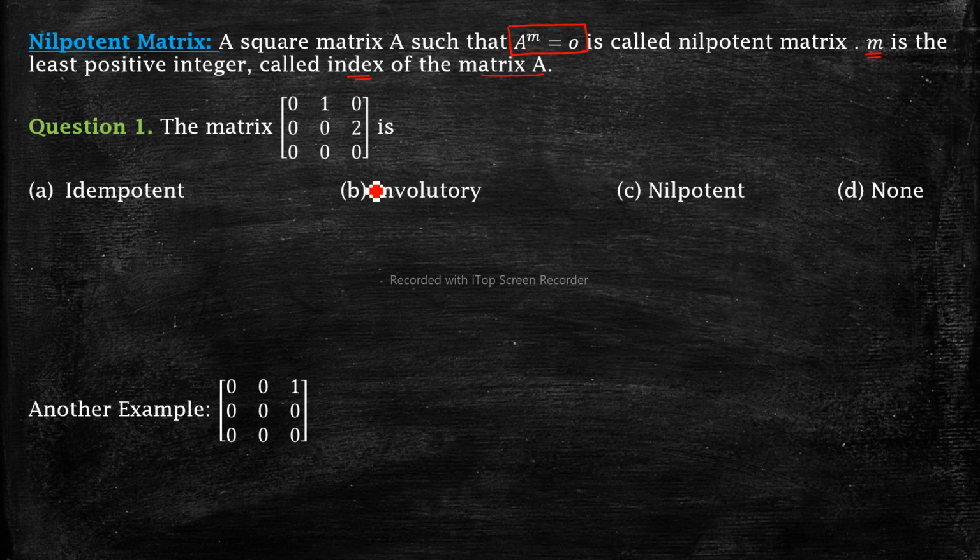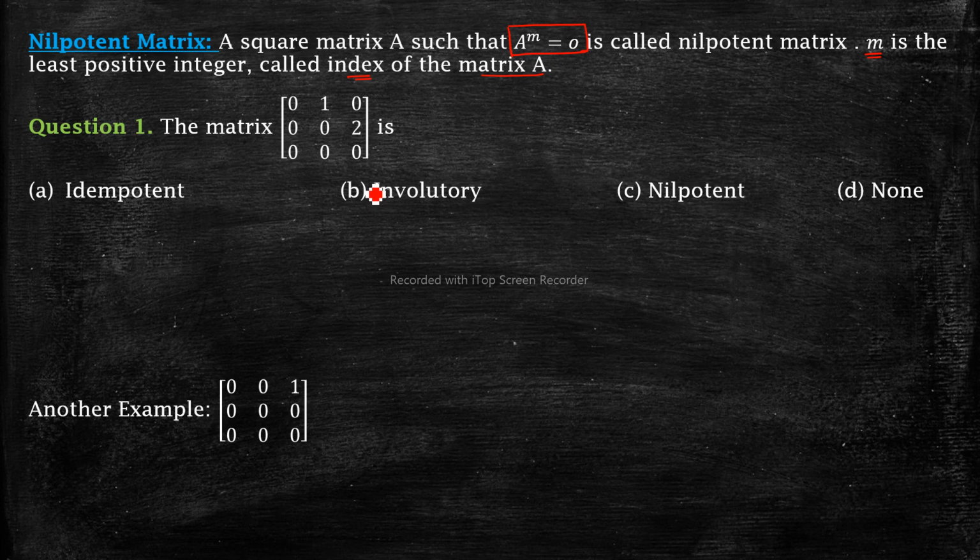How will questions come from nilpotent matrix? We have learned idempotent matrix, A square equals A. We have learned involutory matrix, that is A square equals identity matrix. Now nilpotent matrix is quite different. Here not A square, here A to the power m equals null matrix. What is m? m is the index of the matrix and m is the least positive integer.